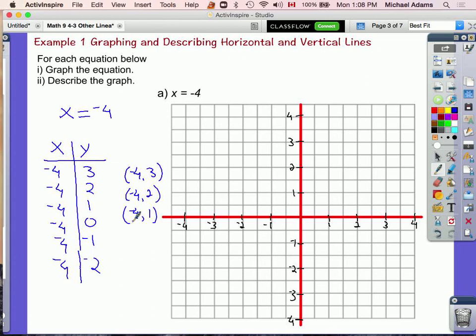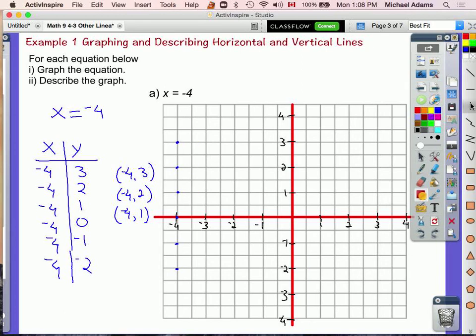So if I find, okay, here's -4 on the x-axis, and +3 on the y-axis. Next one, -4 and 2. Oh, and -4 and 1. Okay, and so on and so on. So now what we understand here is that x is always equal to -4. Doesn't matter. So now I'll go ahead and I'll connect the dots here. Okay, and I'll get a straight line here.